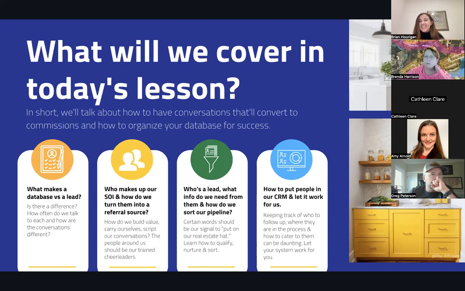And then lastly, it sounds like this is the reason a lot of you guys are in this class today. We're going to talk about how we use KvCore. We're going to talk about our CRM. We're going to talk about the different functionalities of it and how you can organize people in your database and really let your system work for you.